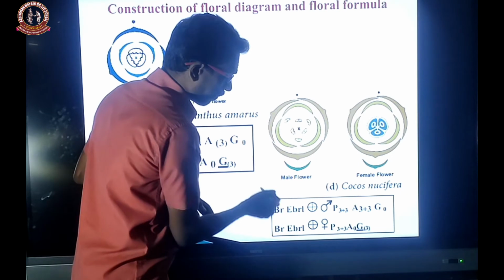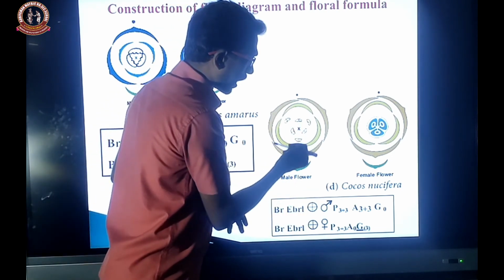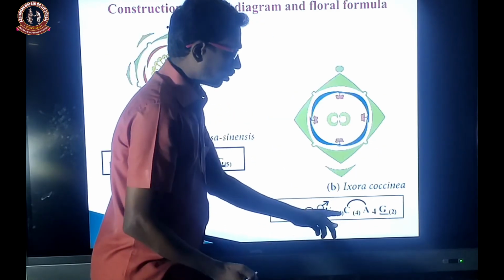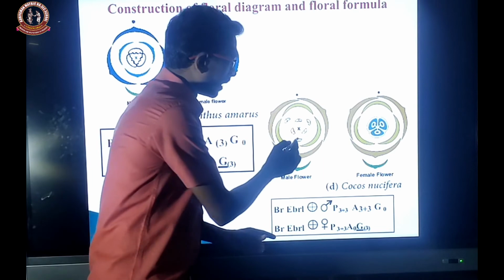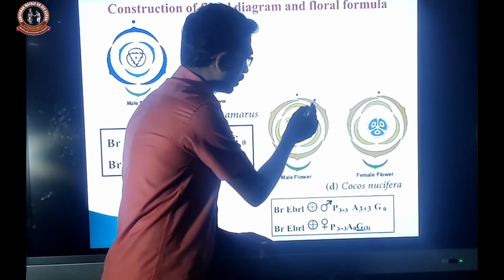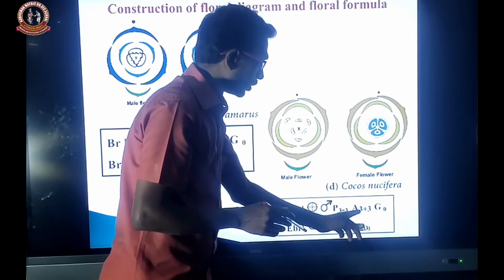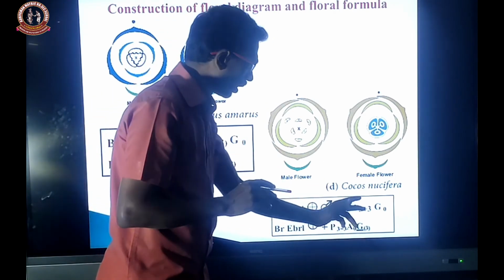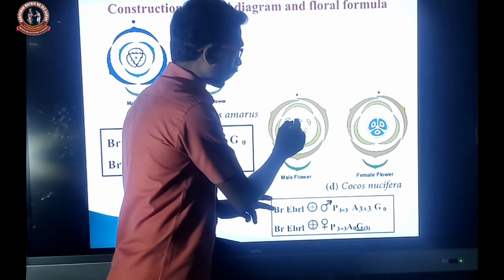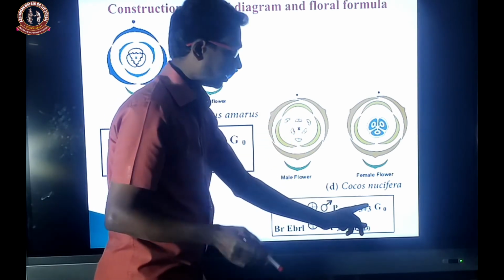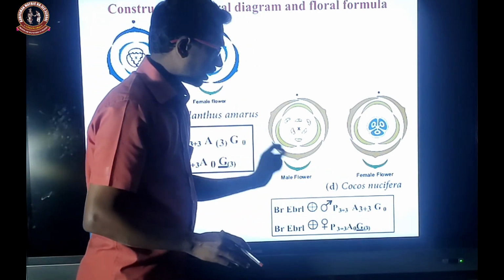So, male flower: bracteate, ebracteolate, actinomorphic, male flower because the gynoecium is absent. Perianth totally 6, arranged in 2 whorls, 1, 2, 3, 1, 2, 3. So 3 plus 3, 2 whorls. Androecium is also 6, but they are arranged in 2 whorls, 1, 2, 3 and 1, 2, 3, that is 3 plus 3. And G naught, that is gynoecium is absent, because it's a male flower.